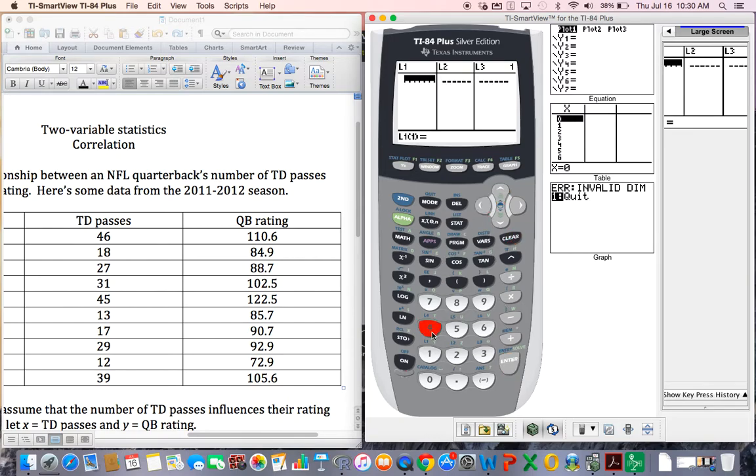Now, I want to carefully type these in, so I'm going to read them off to you. It's easier. 46, 18, 27, 31, 45, 13, 17, 12, yes, I made a mistake on purpose, 29, 39.